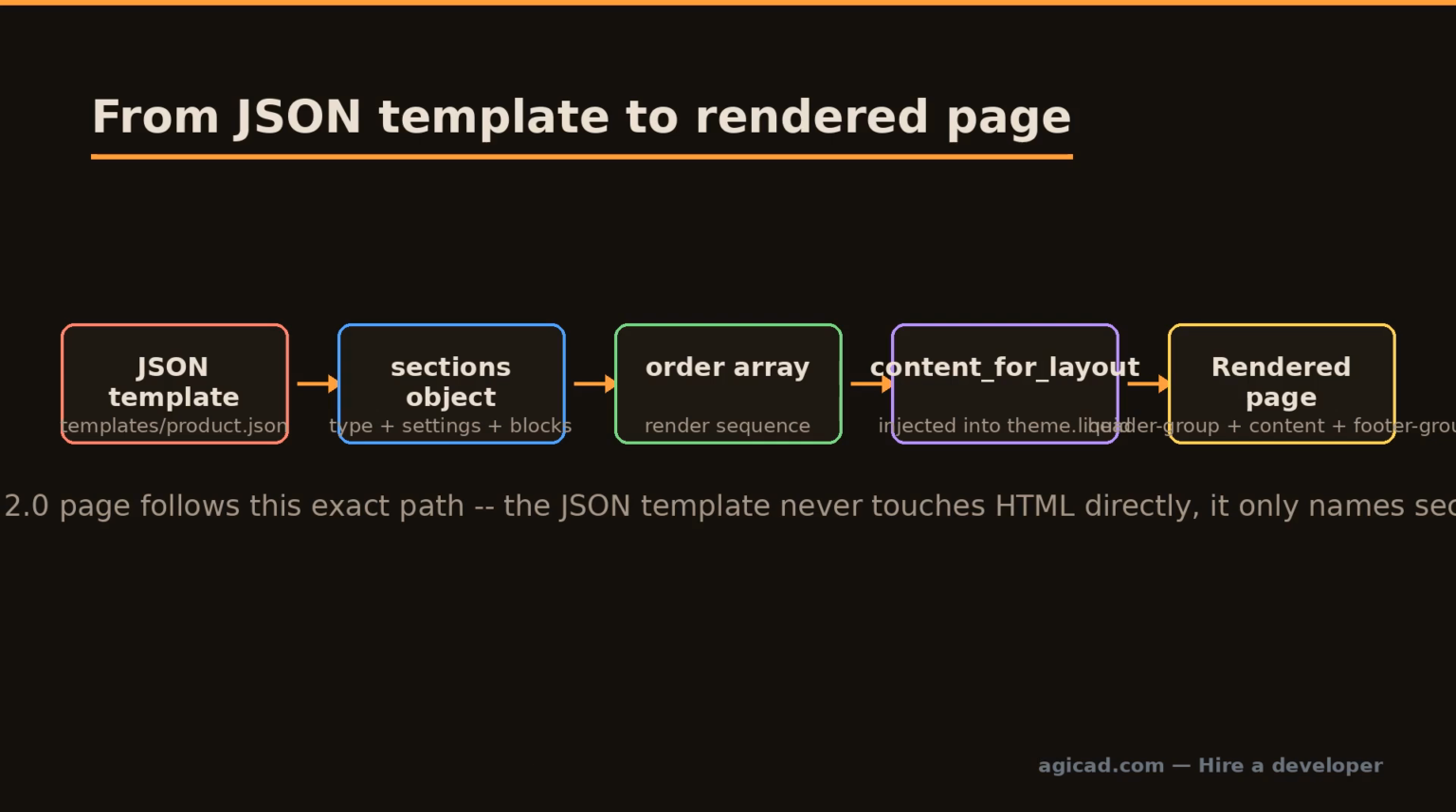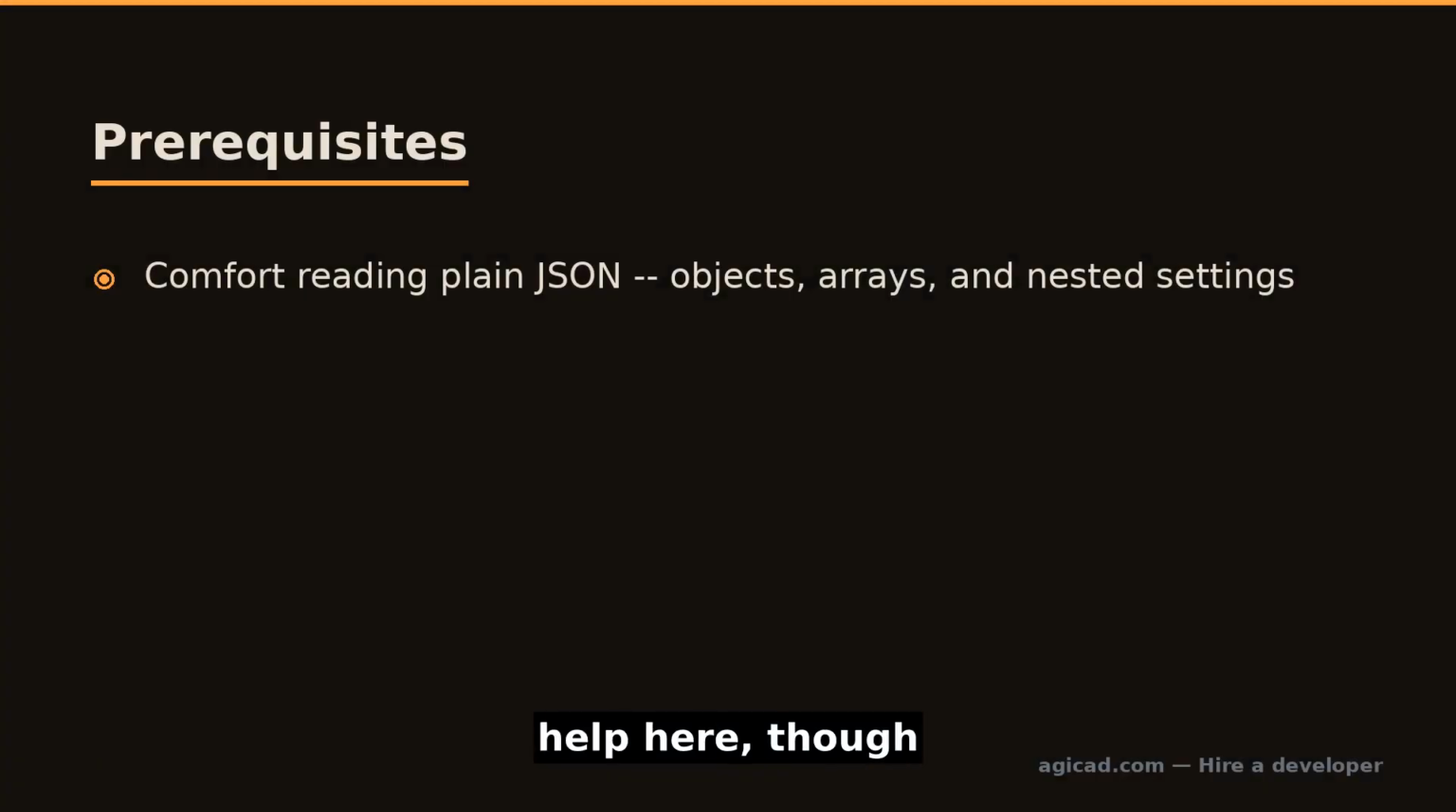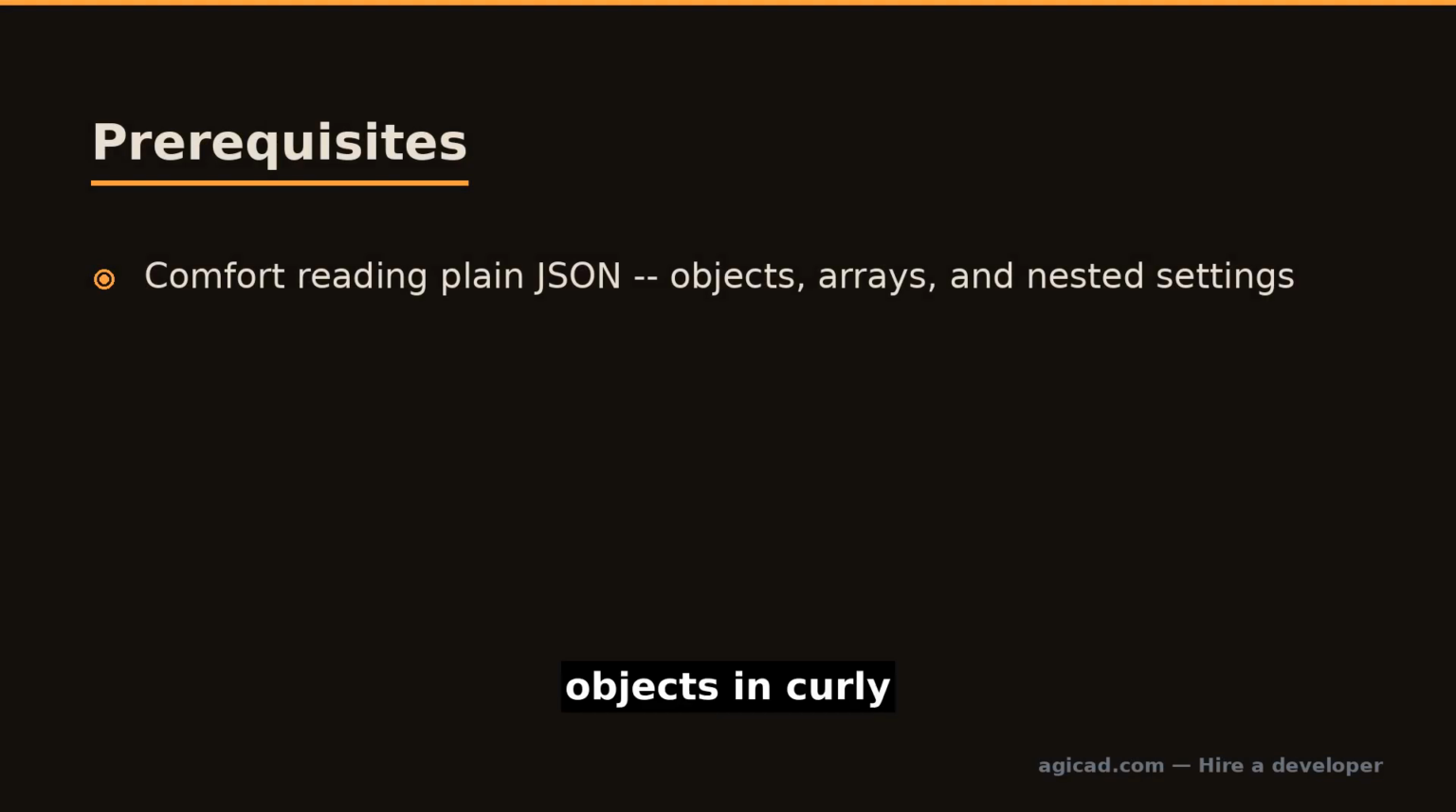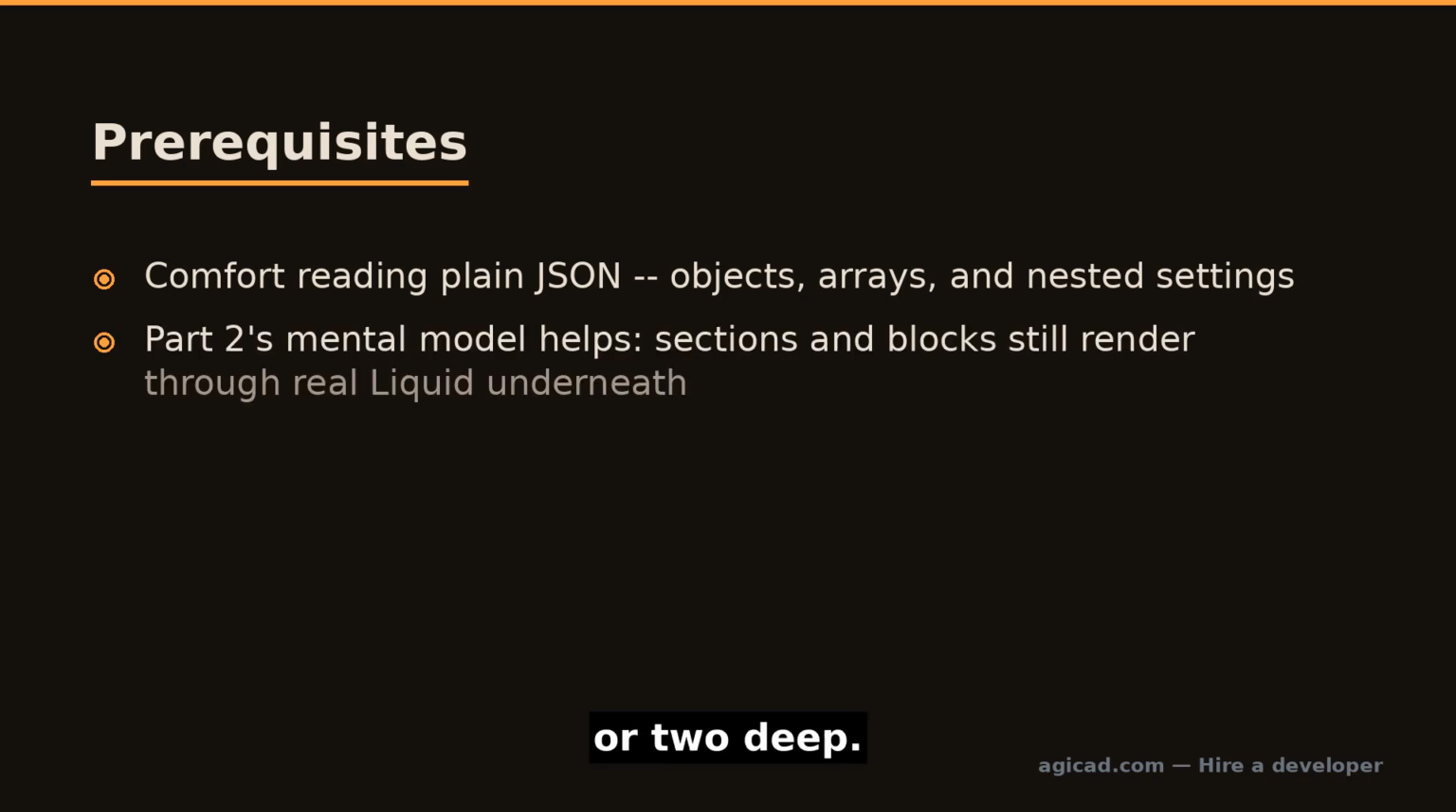A few things help here, though none are strict requirements. Comfort reading plain JSON objects in curly braces, arrays in square brackets, settings nested a level or 2 deep. Part 2's mental model helps directly, because every section named in a JSON template still renders through the exact same Liquid pipeline we opened last time: lexer, parser, tags, and all.